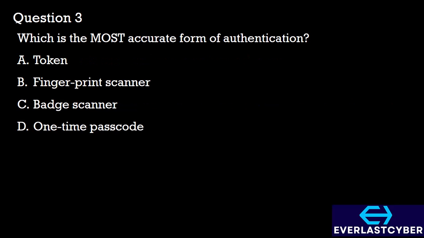Question 3. Which is the most accurate form of authentication? A. Token. B. Fingerprint scanner. C. Badge scanner. D. One-time passcode.